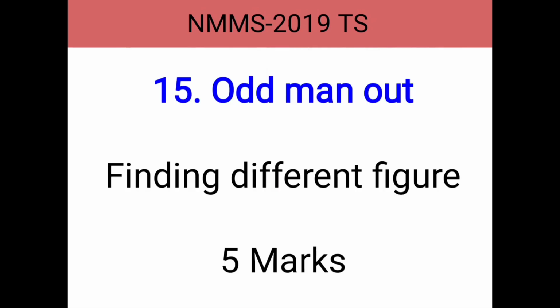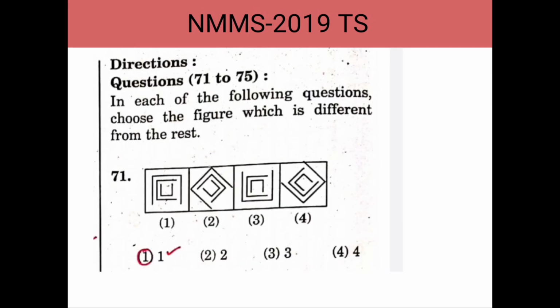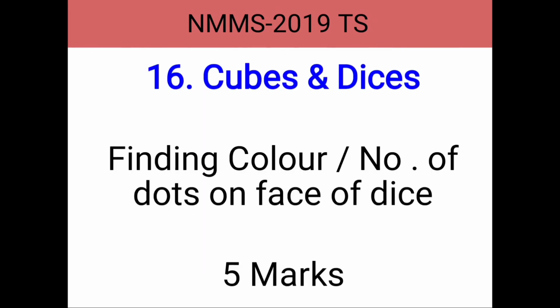Finding the different figure from among the figures given carries you 5 marks. For example, look at this figure. Question figures are 1, 2, 3, 4. We have to find which one is different from the rest of the 3. Answer is 1. 16th model is cubes and dices.